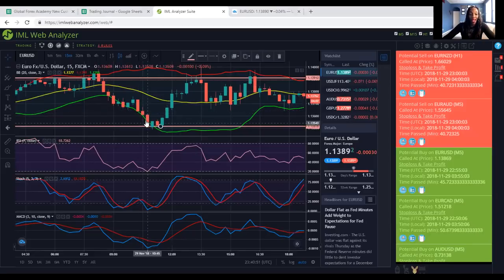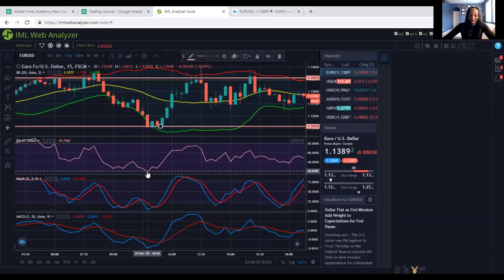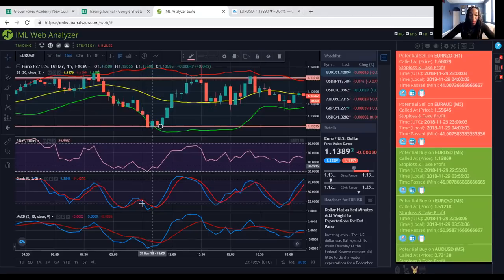So price closed outside of the Bollinger Band. Our RSI came right to that 20 level and touched it. Beautiful, right? It crosses up. Then we look for our confirmation on the stochastic. The blue signal line comes down, crosses over the red signal line.